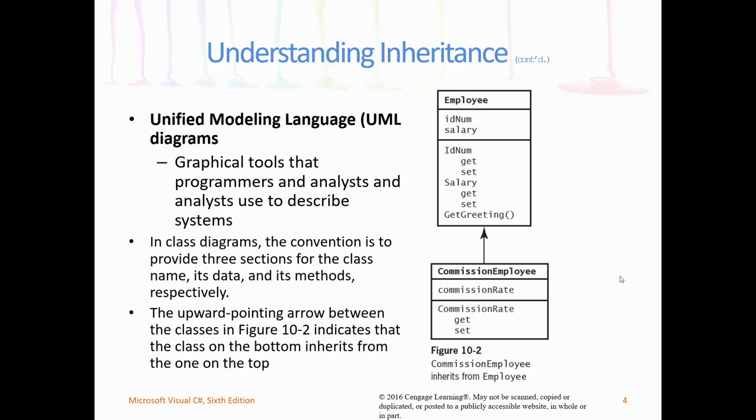Also, the other thing that you'll notice is you've got an arrow here that's pointing up, and the arrow is a filled-in arrow. This means inherits. So this means a commission employee is an employee. So by default, a commission employee can do anything an employee can do, not necessarily the reverse, but a commission employee can do anything an employee can do, and a commission employee also has all these features and functionality, but they also have a commission rate that they can get and set.